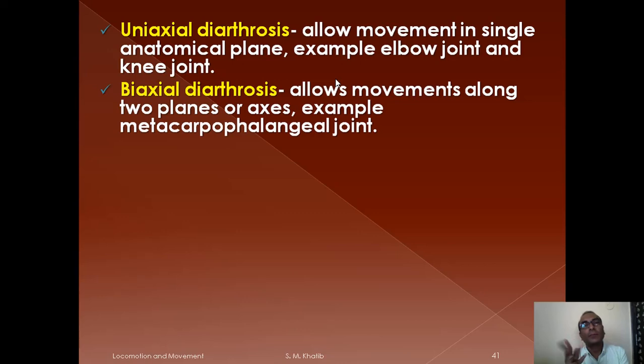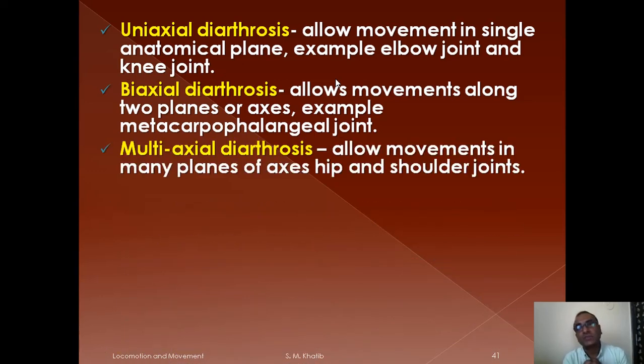So you can make the movements sideways also to some extent, and up and down. Okay, now let's take up the next one. Multiaxial diarthrosis. Allow movements in many planes or axes. For example, hip and shoulder joints. They are called multiaxial diarthrosis. The shoulder joint can allow movement in many directions, many axes. Like this I can do, like this I can do, right? I can rotate it as well, okay? So the ball and socket joints are multiaxial diarthrosis joints.